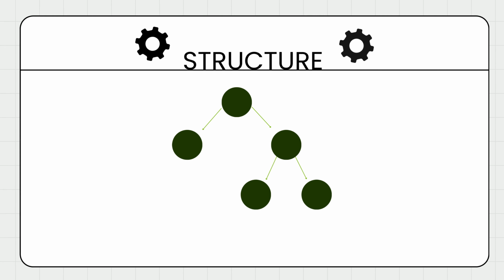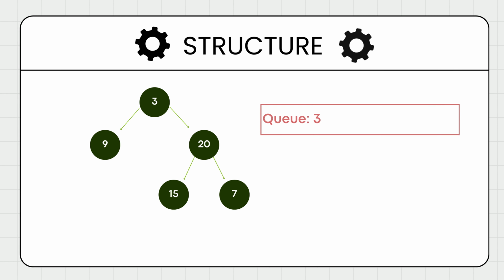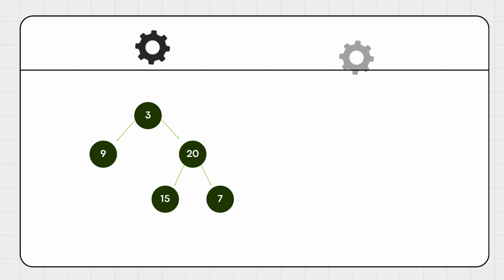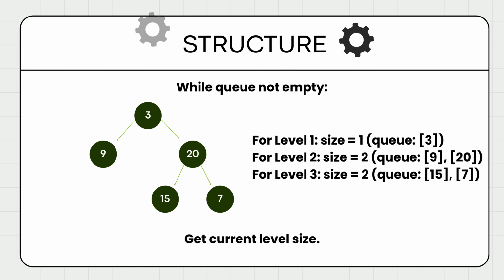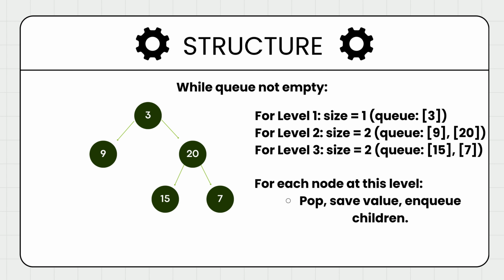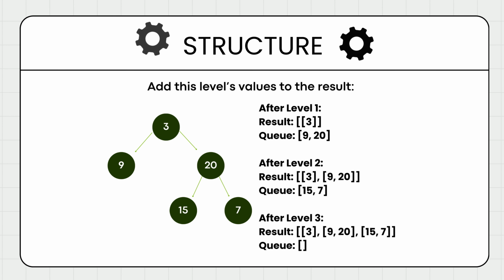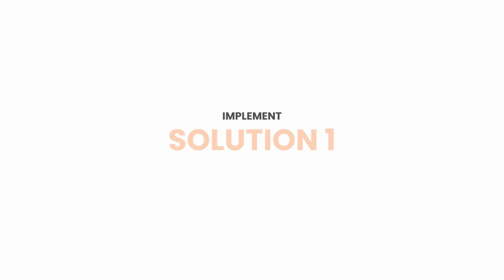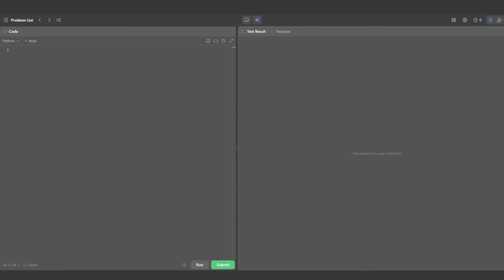Here is the structure. If root is null, return. Initialize a result list and a queue with root. While queue not empty, get current level size. For each node at this level, pop, save value, enqueue children. Add this level's list to the result. Binary tree level order traversal.